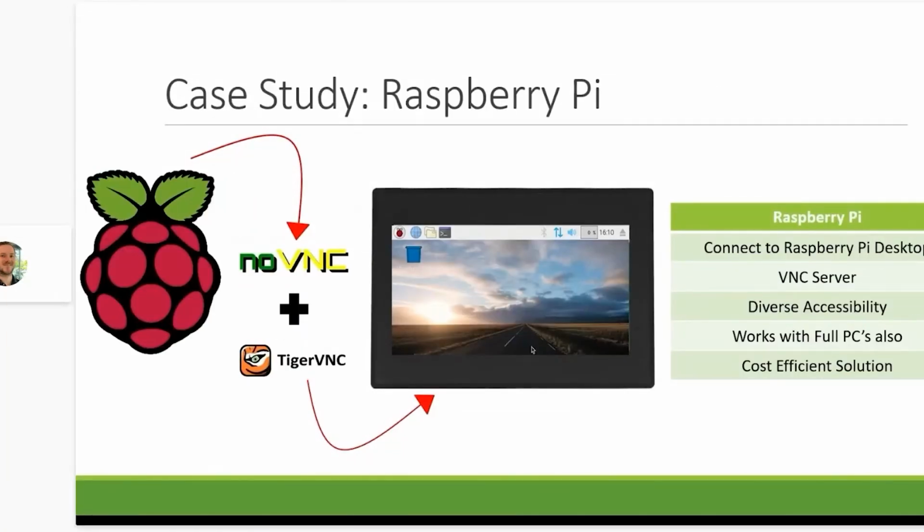The last case study that we will be discussing today is the use of our web HMIs with a Raspberry Pi. We have two separate case studies involving a Raspberry Pi, one using a VNC server application such as NoVNC to connect to the web HMI and view and control the desktop of a Raspberry Pi, and the other using the web HMI to control the Raspberry Pi GPIO. First, let's discuss using the web HMI as a VNC server to view and control the Raspberry Pi desktop.